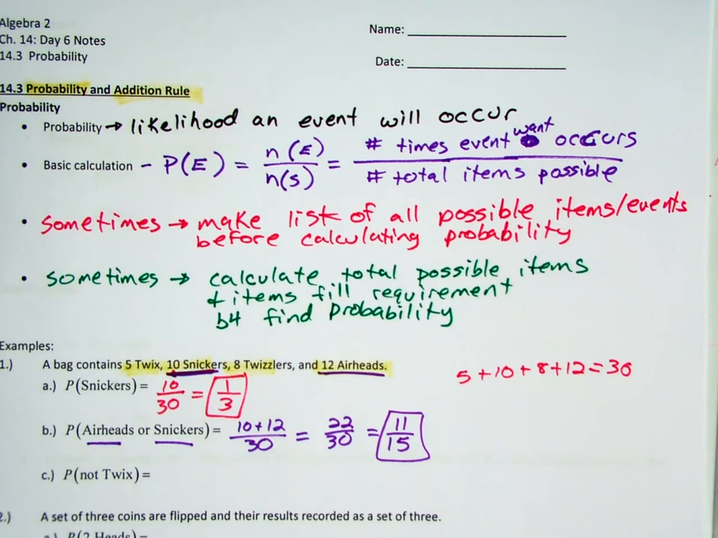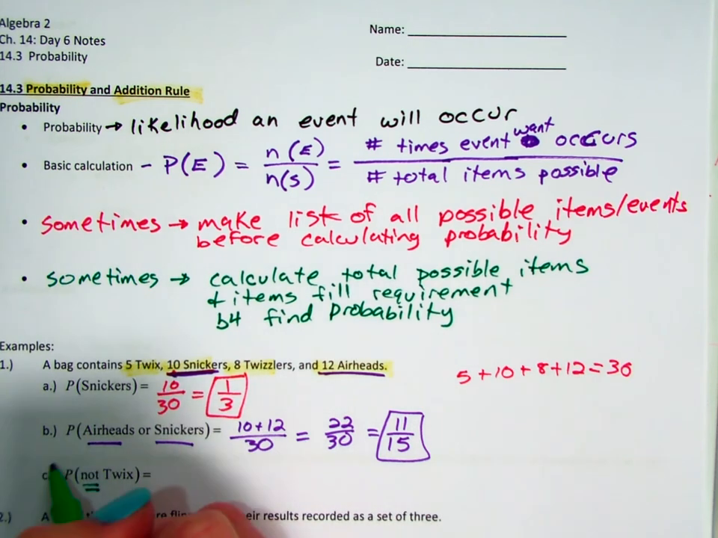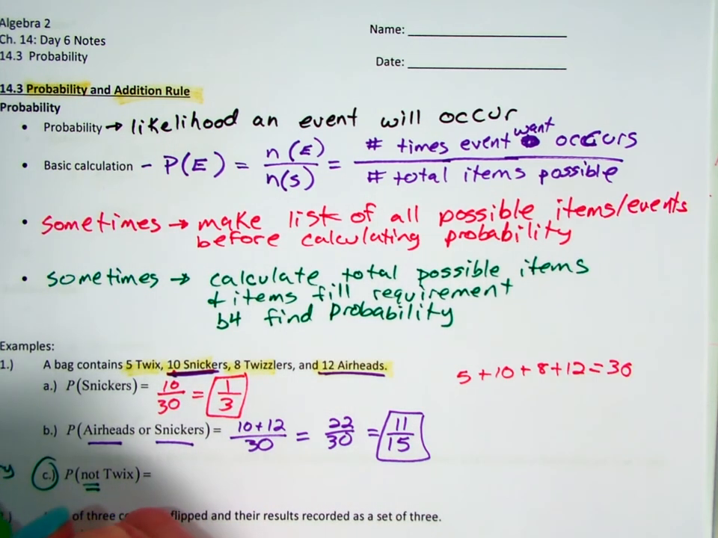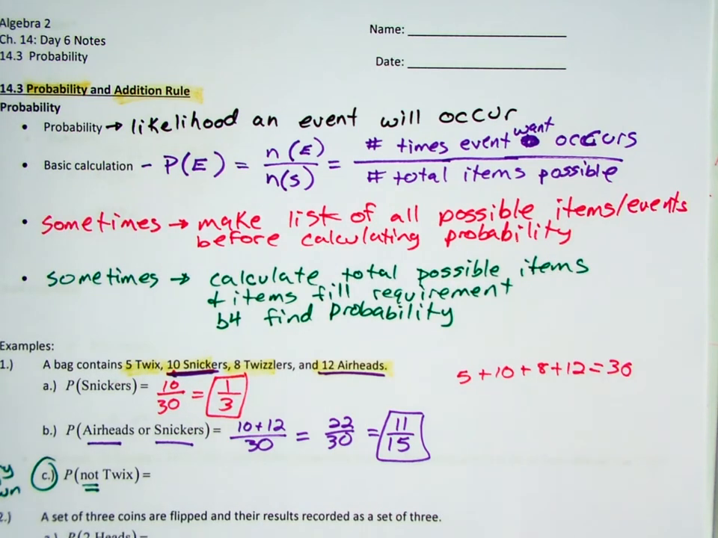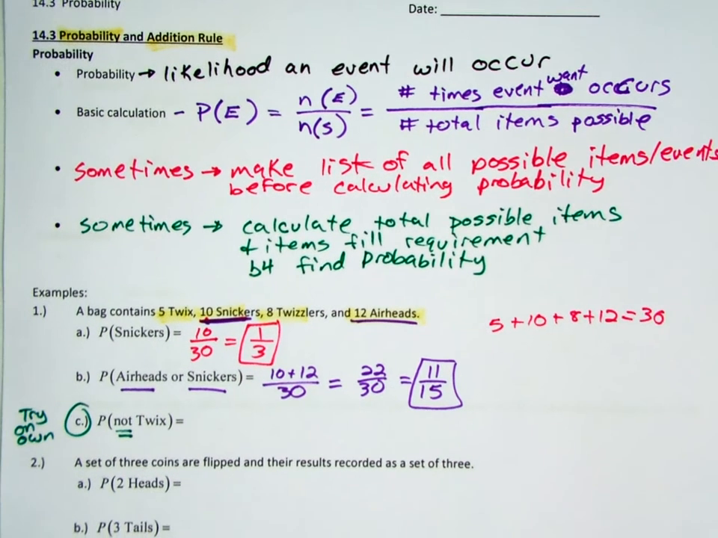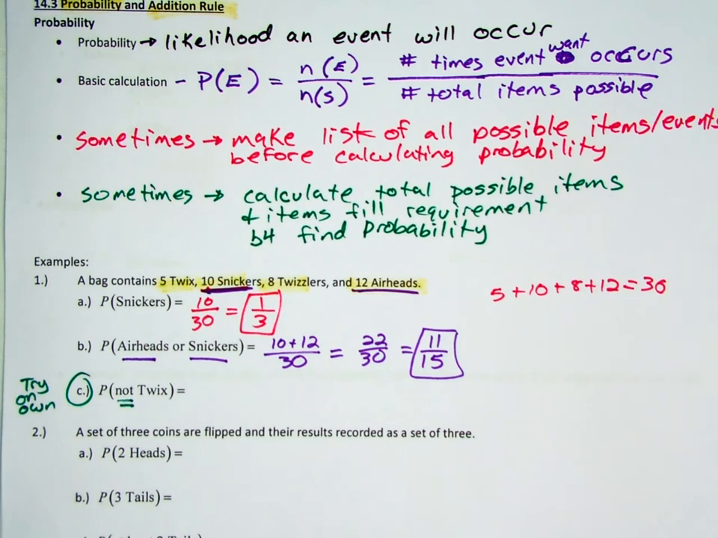Now the last one is one that kind of tricks people up because it says probability of not Twix. So think about what you actually want if you do not want Twix. And I want you to go ahead and try this one on your own. But really think about what is it that I want if I do not want Twix, okay? And go ahead and try to figure that one out on your own. You can pause the video, try it, and then go back to the video, or just do this at the end.